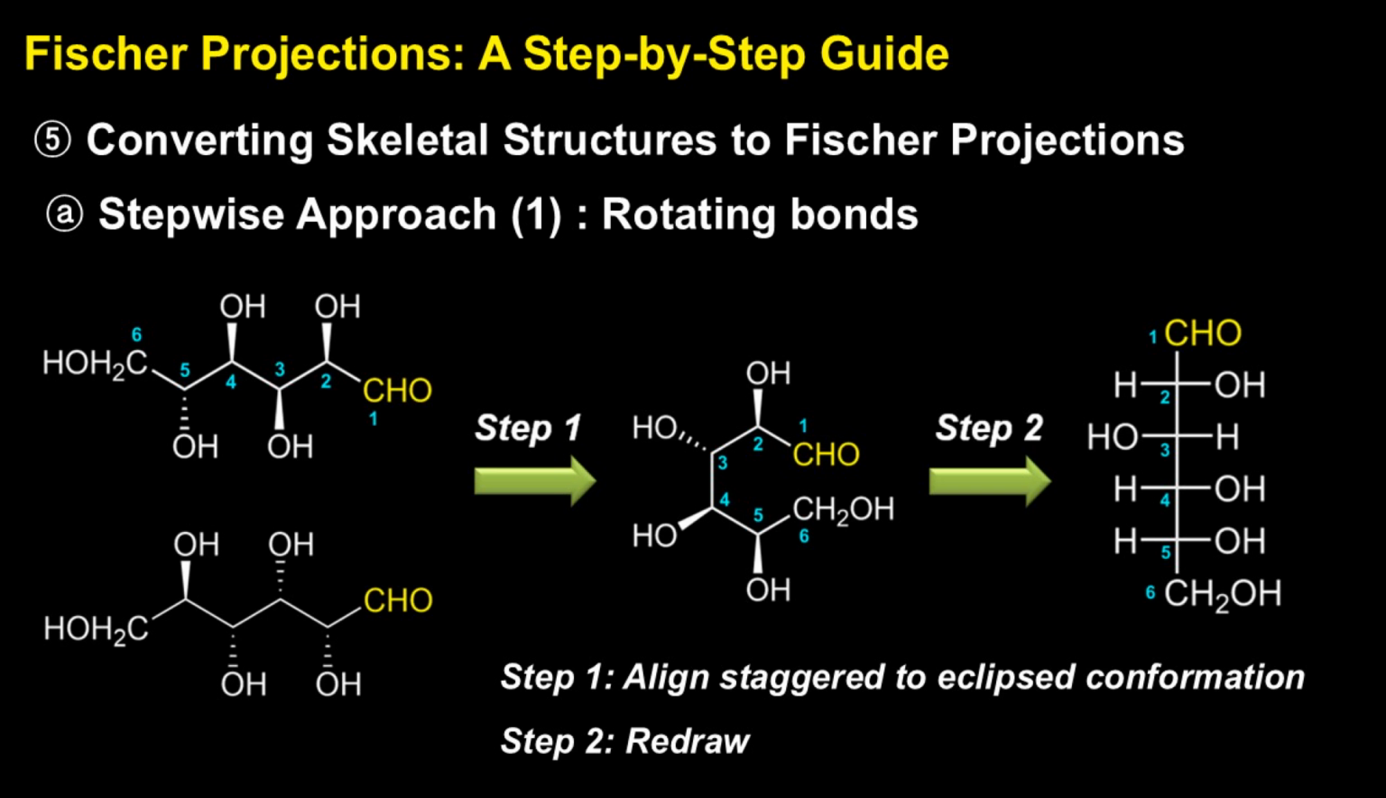The first method focuses on rotating bonds to match the cylindrical shape typical of Fischer projections. You start by rotating the molecule into an ellipsed conformation, then flatten it onto a plane, making the vertical chain the carbon backbone and the horizontal bonds point forward. But here's the catch. It involves a lot of bond rotations, which makes mistakes pretty common. That's why I don't really recommend this method. There are definitely more reliable ways to do it.